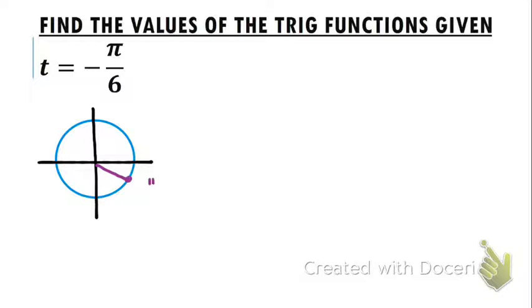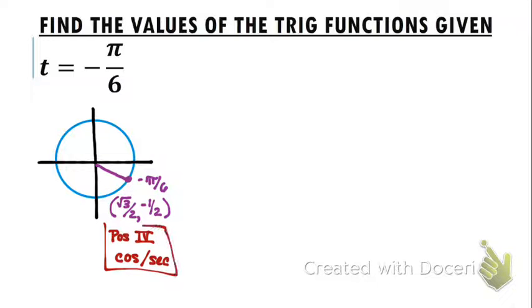So here's negative pi over 6. What would that ordered pair be? Square root of 3 over 2 and negative 1/2. And who's positive in quadrant 4? Cosine. So cosine and secant are positive down here.